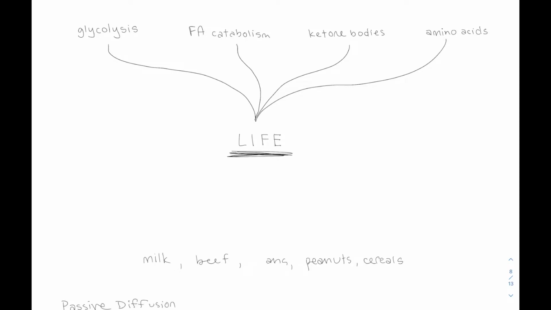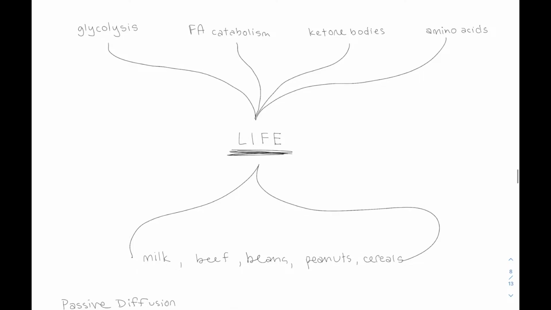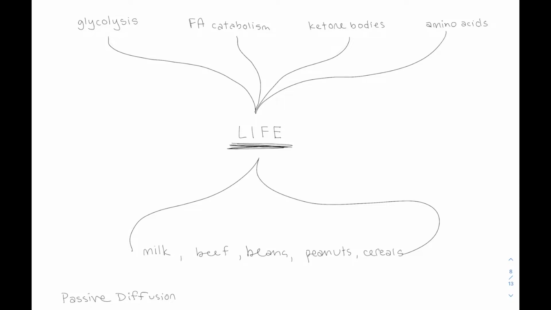A fun fact is that we can get it from all of these different foods: milk, beef, beans, peanuts, cereals. You can get it from poultry and fish as well. How we absorb it is through passive diffusion. So right here. And now I want to talk about what it looks like in our body.